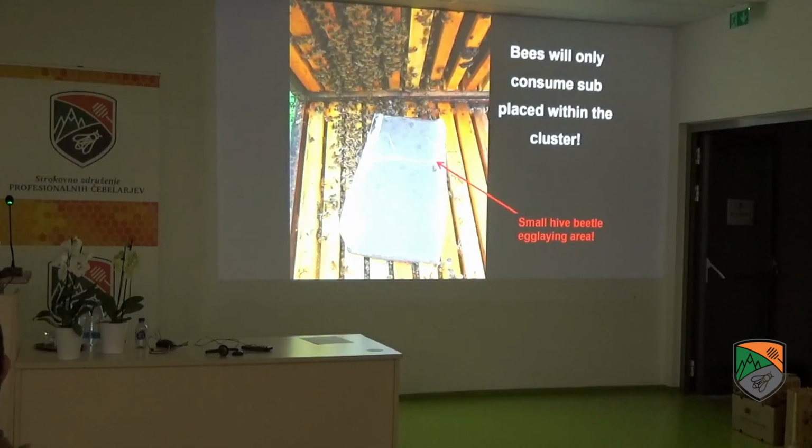You guys don't have small hive beetle yet. I didn't realize that coming here, so I put this in here. If you are feeding pollen sub, the bees will only consume it if it's placed within the cluster. Anything that hangs over the outside of the cluster, they're not going to touch it. And then that becomes a magnet for small hive beetle and breeding grounds. So if you're going to feed pollen sub, only put it in the middle of the cluster.